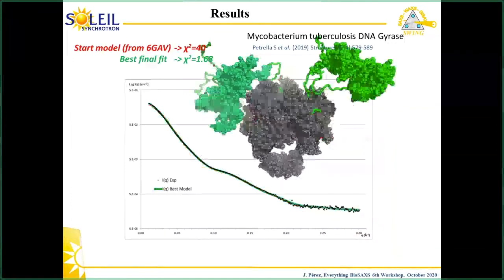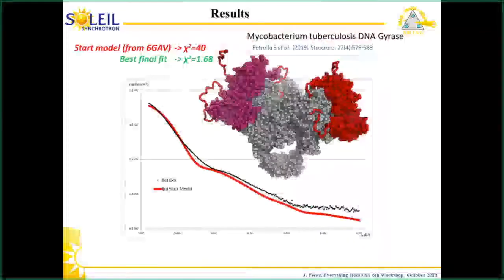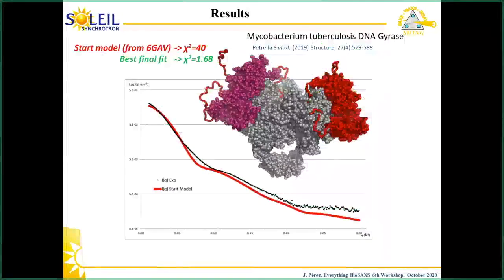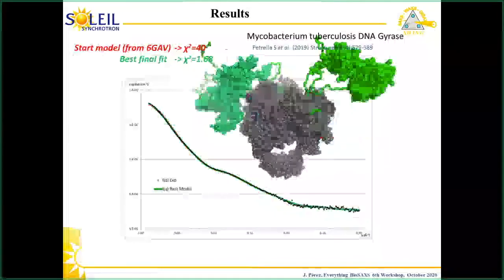And so by maintaining the rigidity of the 3 domains, but letting the linkers change or reorient, DADIMODO could provide a model, the green model, where the experimental curve is perfectly fit. But of course, you may be skeptical about this model. What does it mean?